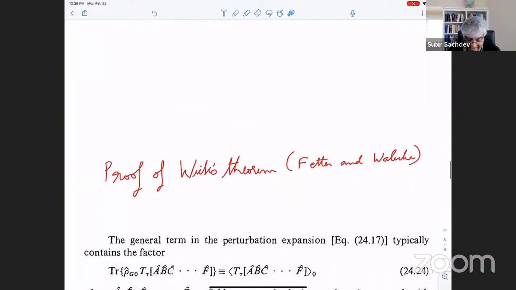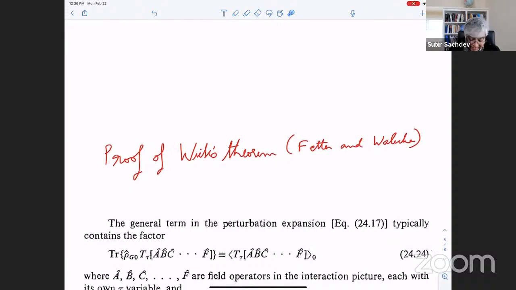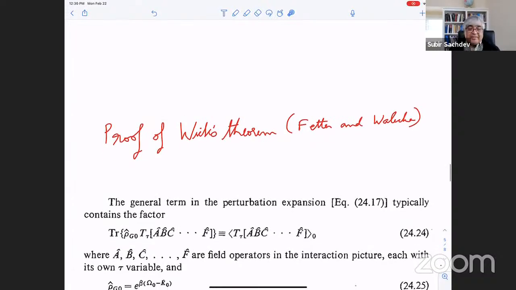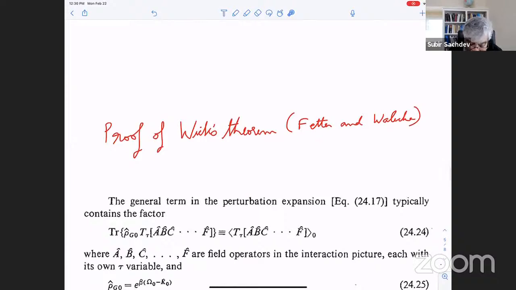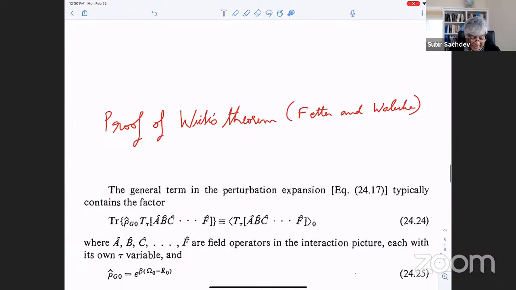let's prove Wick's theorem. Here I have taken the liberty of copying some pages from Fetter and Walecka. There's also a proof in Bruus and Flensberg in imaginary time. It's slightly different, but I like this one a bit better. So let me just discuss the proof. The basic proof is kind of what I said.